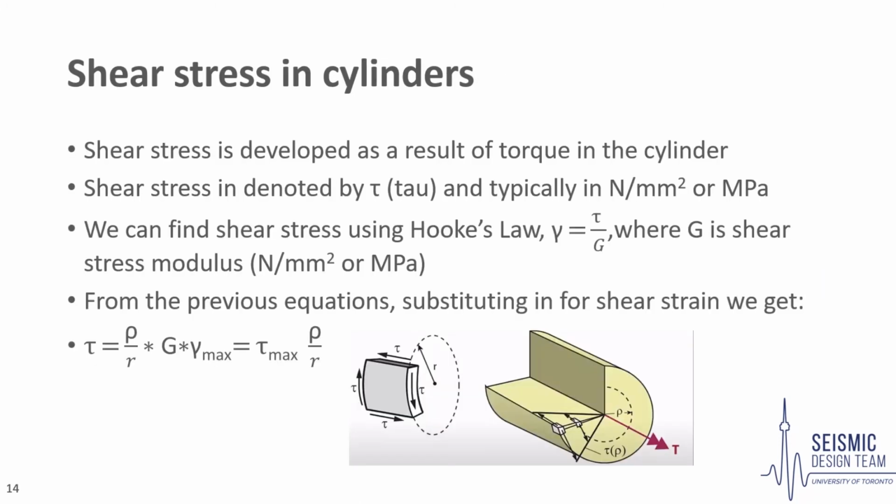Okay, then I'll proceed. Another factor that develops as a result of torque in the cylinder is shear stress, denoted by tau. Shear stress is primarily measured in newtons per millimeter squared, or megapascals. We can find the shear stress from shear strain using Hooke's law. Shear strain is equal to the shear stress over G, where G is the shear modulus in newtons per millimeter squared, or megapascals. From substituting in shear strain, we get shear stress is equal to rho divided by the radius multiplied by G multiplied by gamma max. This is also equivalent to the maximum shear stress multiplied by rho divided by the radius.